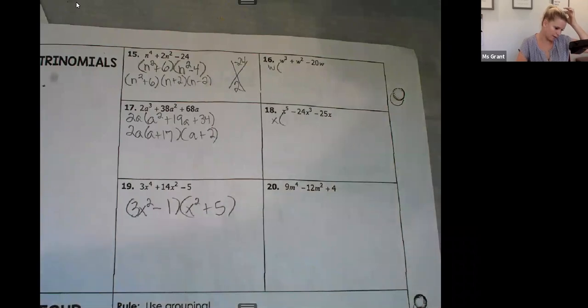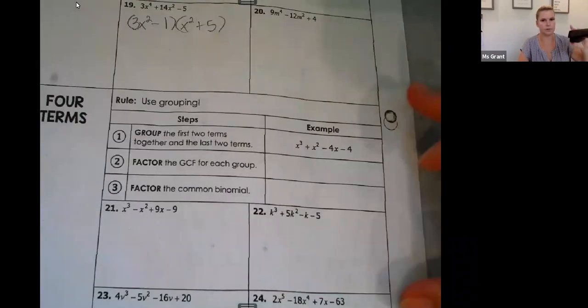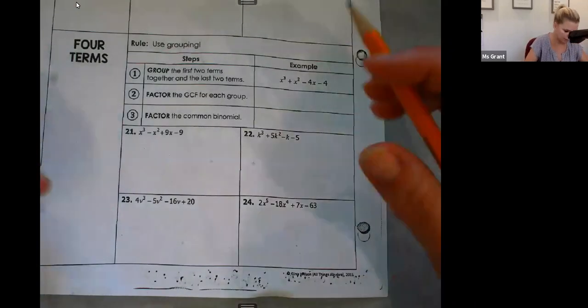Okay, we're getting down to the wire. I'm crossing out 23 and 24.